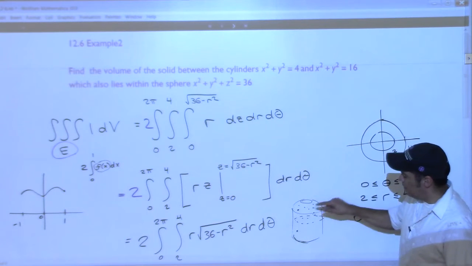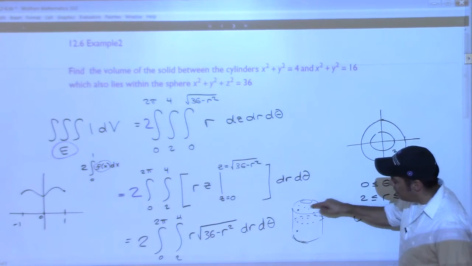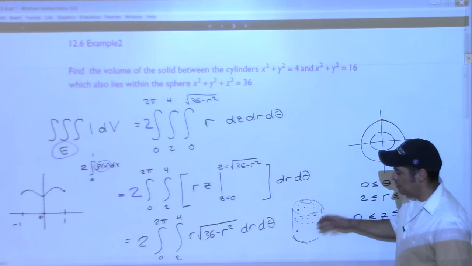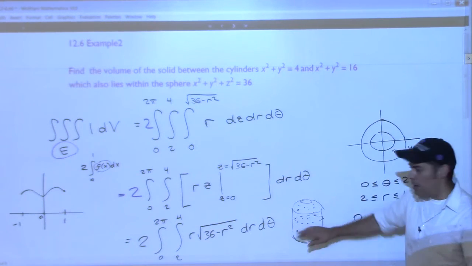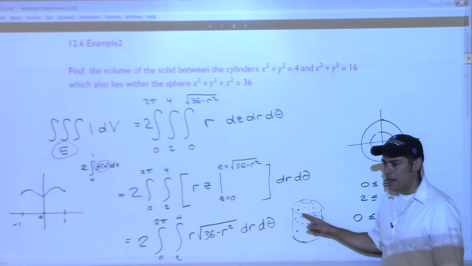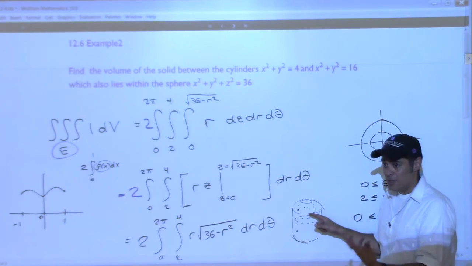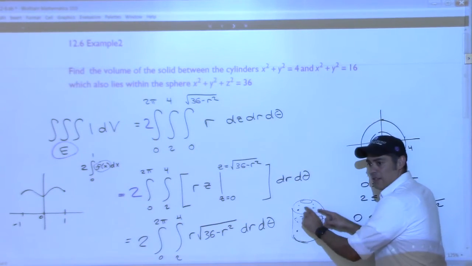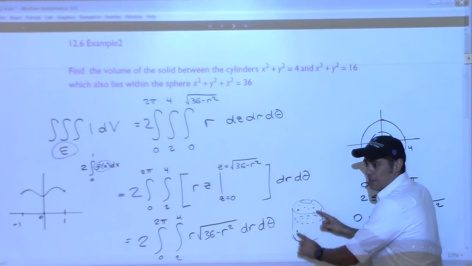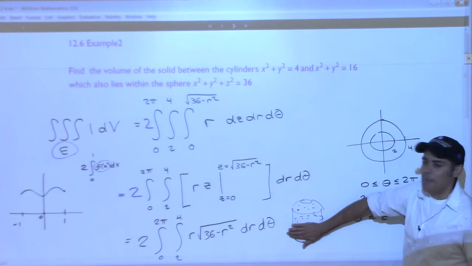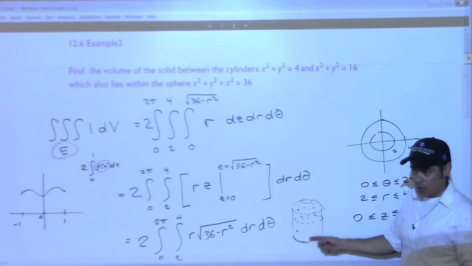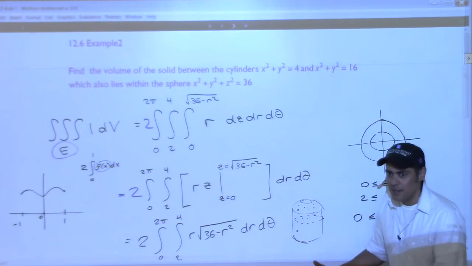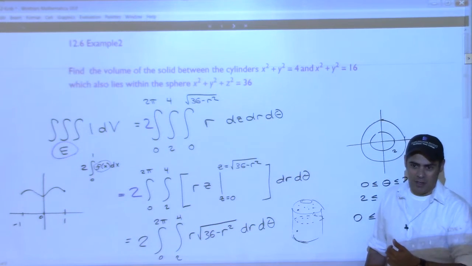If the density of this object at every point is uniform or constant, then finding the mass of the top half and doubling it is fine. But if the density of this thing is non-homogeneous, non-uniform, so densities at different points are different, then you can't just take the top half and double it. You have to actually move through and look at the whole region itself, unless the density function is symmetric.